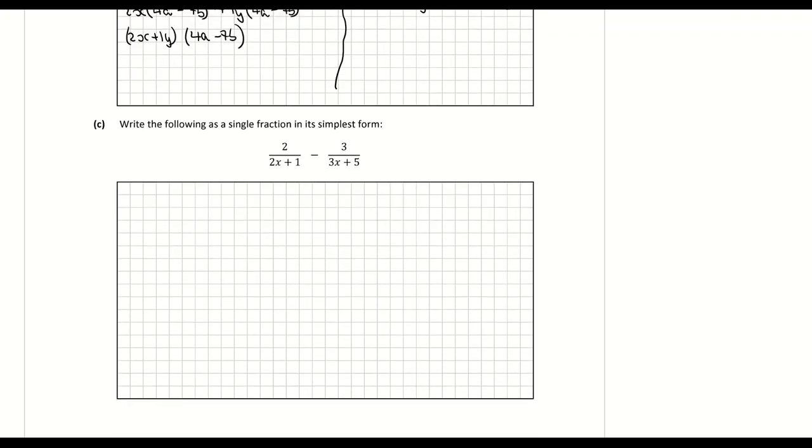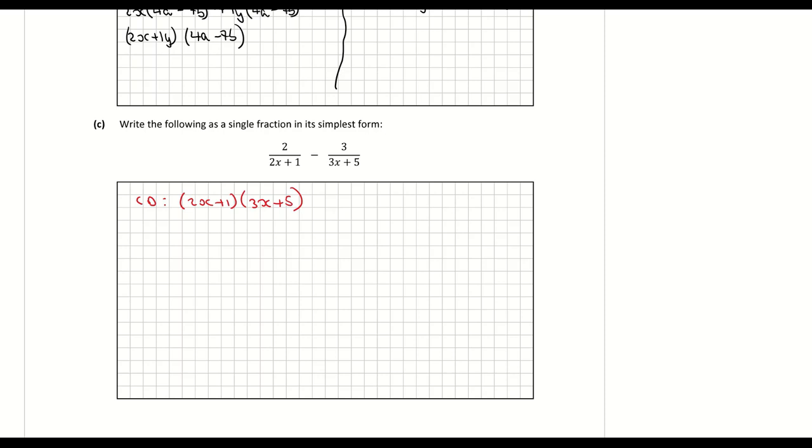Part C, write the following as a single fraction in its simplest form. So in order to subtract or add fractions, you need to get a common denominator. My common denominator for this question is basically multiplying the two denominators by each other. So my common denominator here would be 2x plus 1 times 3x plus 5. Now you don't need to multiply out your two brackets, just leave it as that.